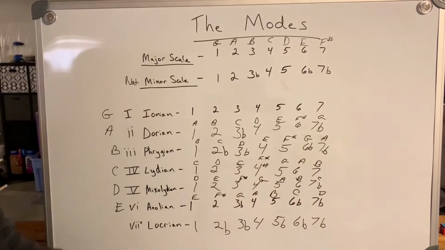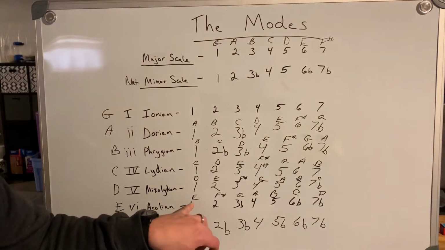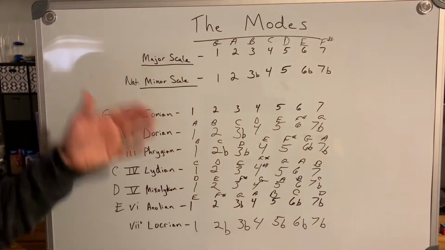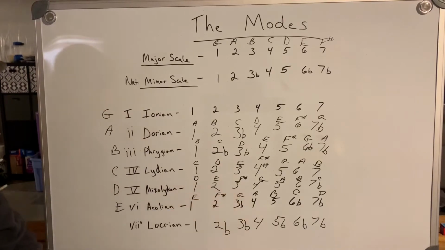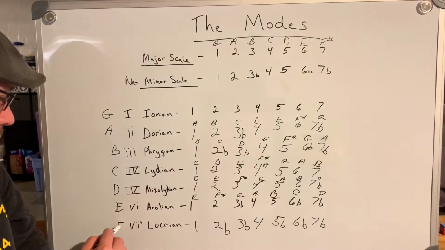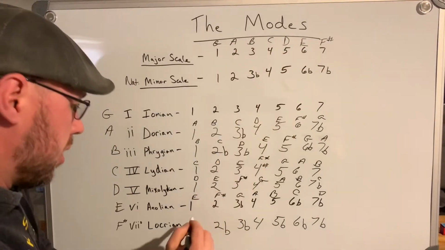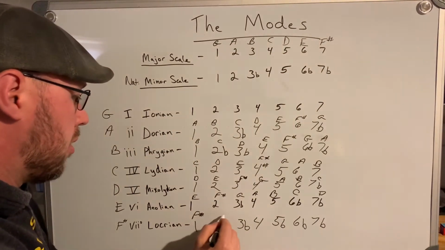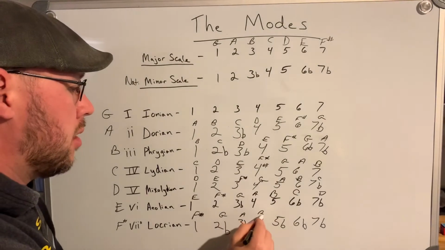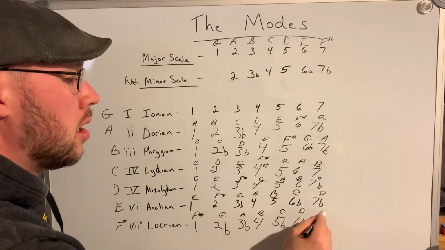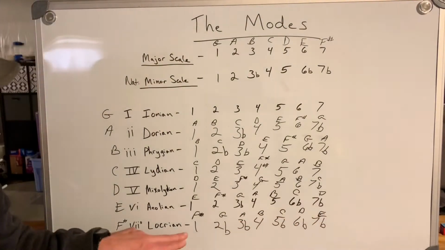All right. So your E minor is that typical G major scale. It's just starting on the E. And Locrian, the F sharp is the seventh. So F sharp, G, A, B, and we'll just write them out. G, A, B, C, D, and E. That would be your Locrian notes.